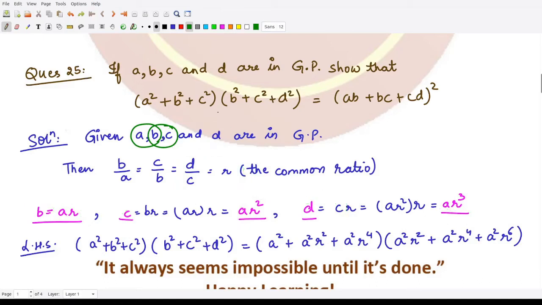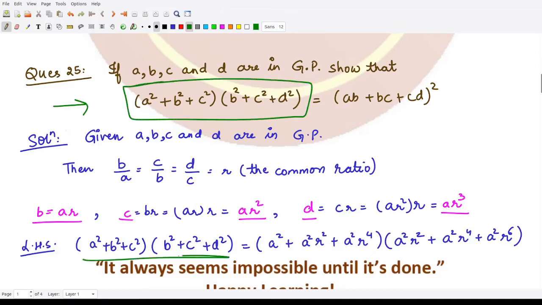So let's take the left hand side of the result. Let's take this particular portion. So we are taking this expression here and substituting the values. A square is as such, B is your AR, correct? So you have B square as A square R square, C is your AR square, so C square would be A square R raised to power 4. Then again B is AR, C is AR square and D is AR cube. Substituting all the values here, we have this thing.